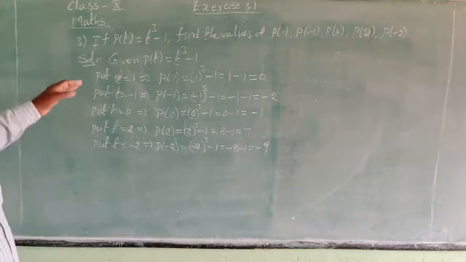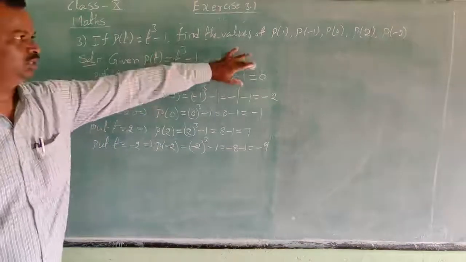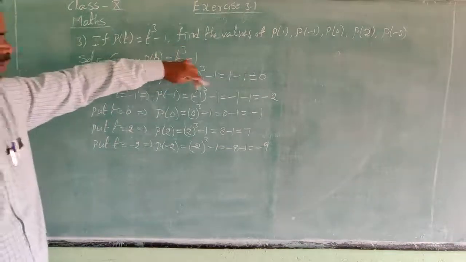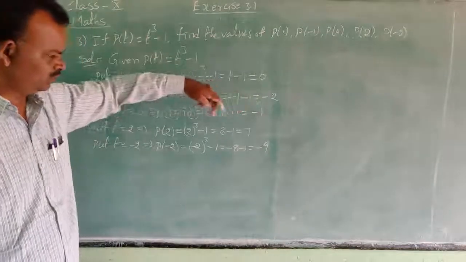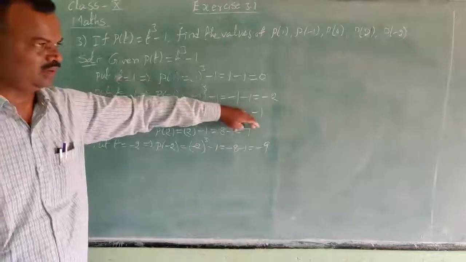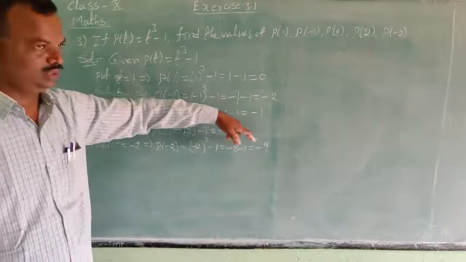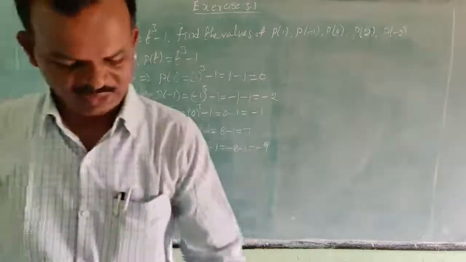So the values of p of 1 is equal to 0, p of minus 1 is equal to minus 2, p of 0 is equal to minus 1, p of 2 is equal to 7, p of minus 2 is equal to minus 9.